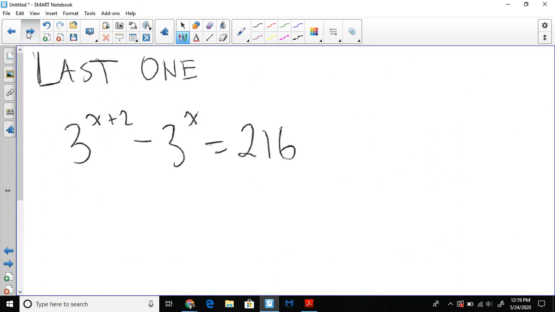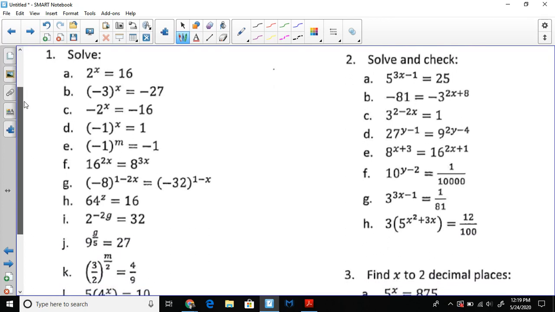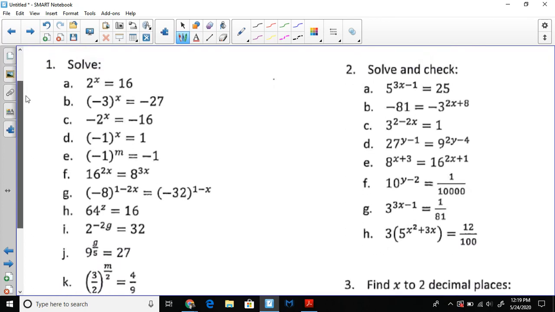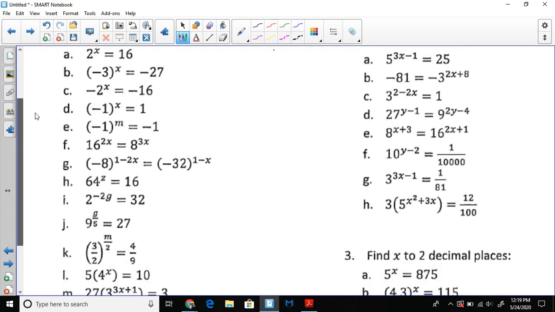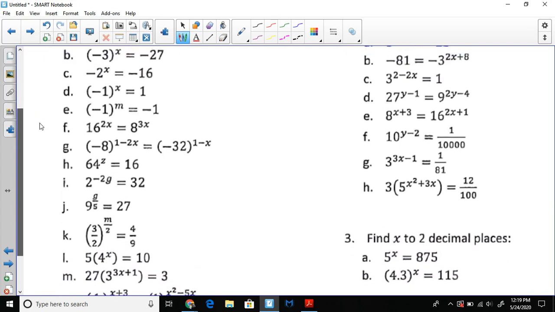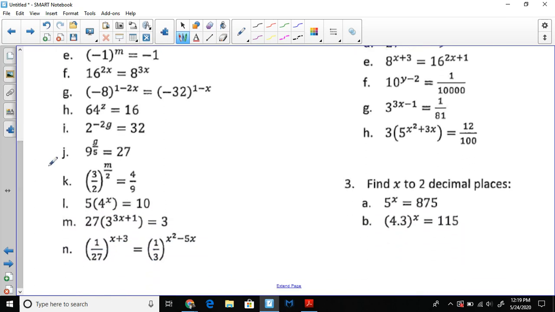Okay, and then your homework. This will be a file that will be posted in the classroom. Again, these ones here are all general knowledge, using exponent rules to help write the same bases. Don't do these ones here. This one here, don't do. Okay.